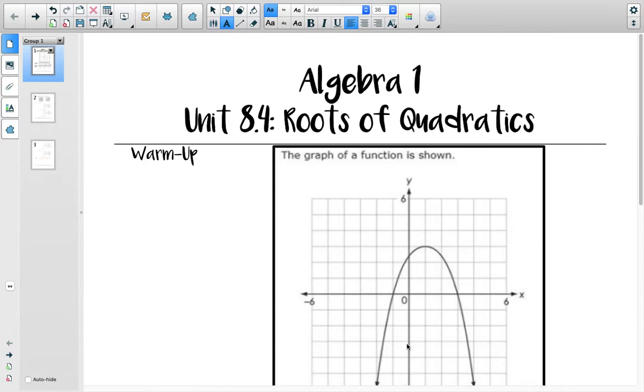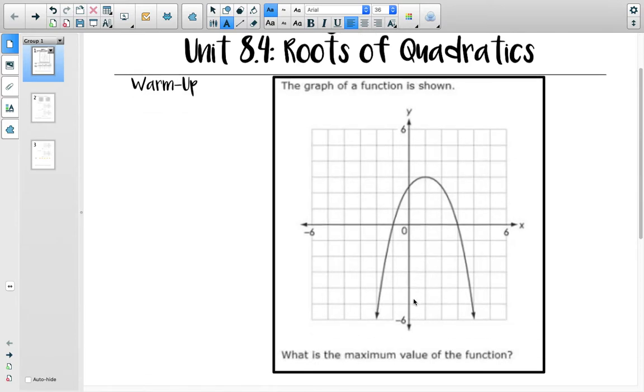Quadratics of roots of quadratics, sorry. So let's just dive right into this warm-up. It's a pretty simple warm-up.